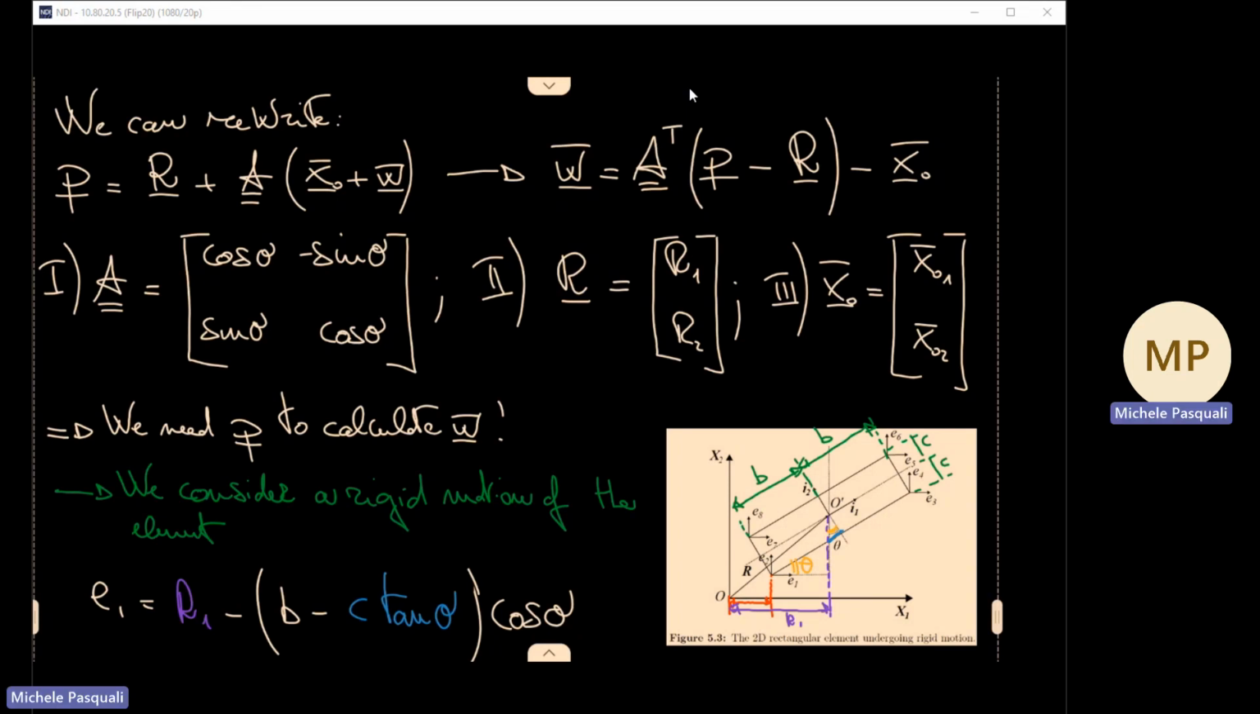Now you do the same thing, the same kind of reasoning, which I will spare you, for all the nodes, and for all the directions, so 1 and 2. So that you get the vector of the nodal quantities E. Okay?